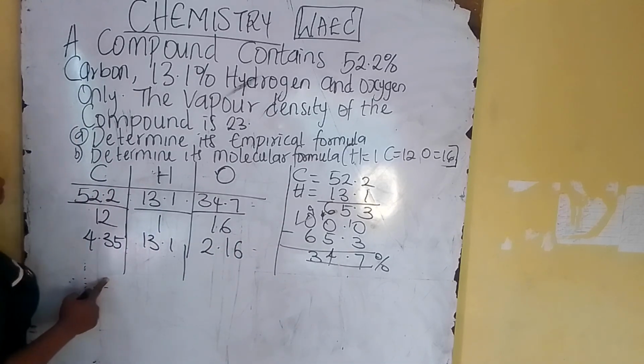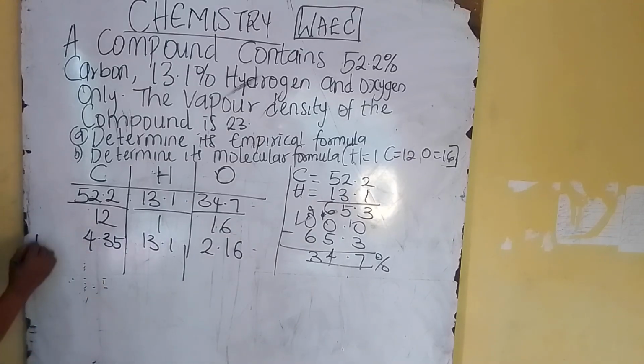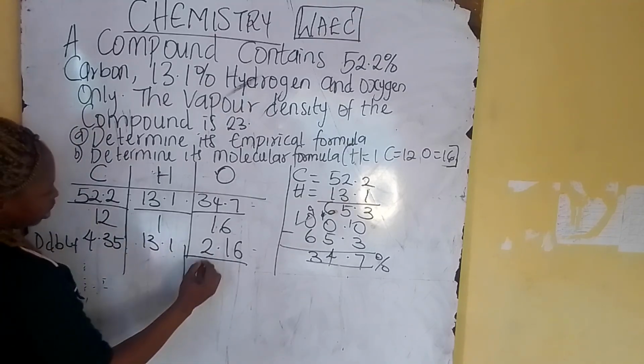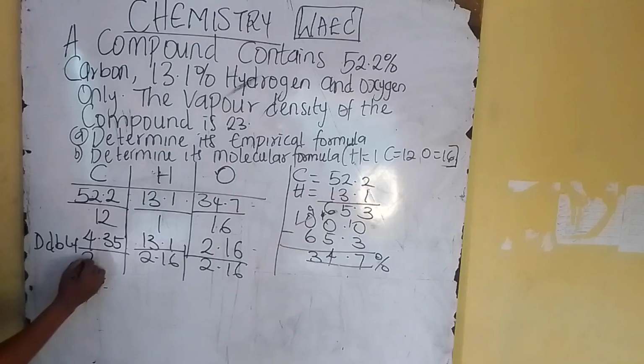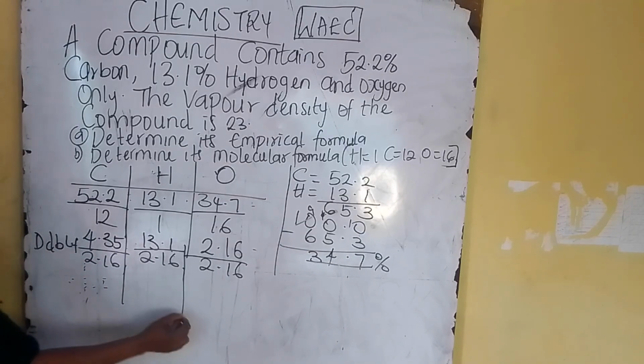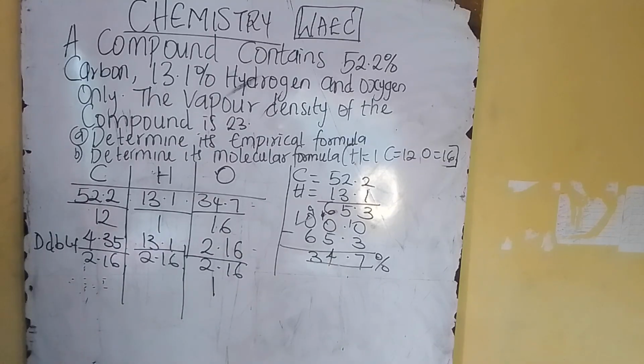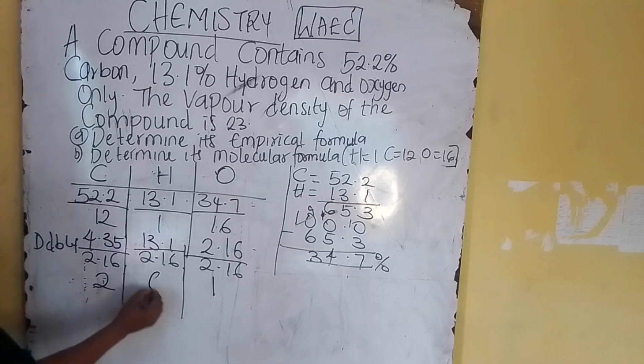We divide by the lowest value. Among the three of them, what is the lowest value? It's 2.16. So 2.16 divided by 2.16 is going to give you 1. 4.35 divided by 2.16 is going to give you 2. 13.1 divided by 2.16 is going to give you 6.